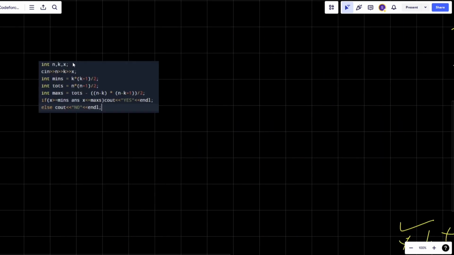So this is our code. We have three variables given in the question, that is n, k and x, and we are taking their input. Over here I'm finding the minimum sum, that is k into k plus 1 by 2. After that I'm finding the total sum, and for finding the maximum sum I subtract from the total sum the remaining sub part. After finding the minimum sum and the maximum sum, we check if x is greater than or equal to the minimum sum and x is less than or equal to the maximum sum. In that case I print yes, or else no.